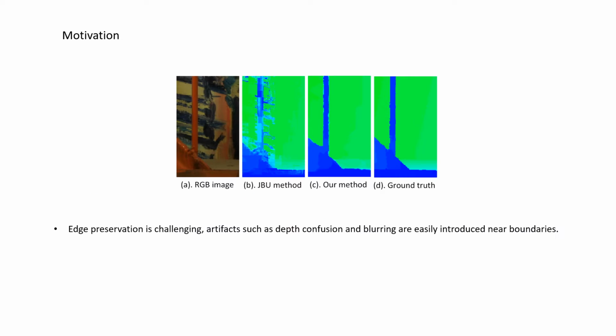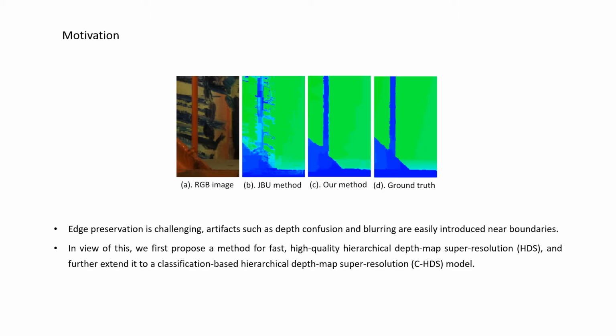However, edge preservation is challenging. Artifacts such as depth confusion and blurring are easily introduced near boundaries. In view of this, we first propose a method for fast, high-quality hierarchical depth map super resolution. In the second part of this paper, we extend this basic HDS model to a classification-based hierarchical depth map super resolution model.